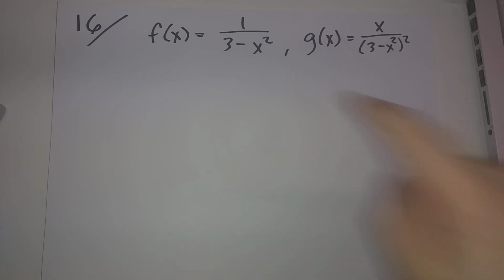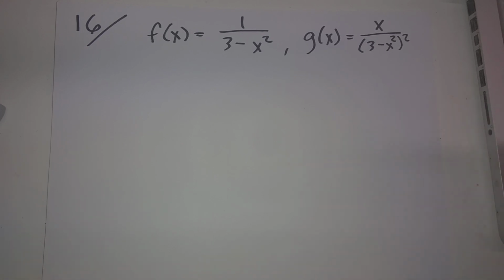Number 16, we have these two functions. f of x is 1 over 3 minus x squared, and g of x is x divided by 3 minus x squared, all of that squared. So the first part is that we have to find a power series for f of x with center c equal to 0 using geometric series expansion. And then we're going to try to do the same for g of x using our answer to the previous part. Okay, so how do we tackle this?